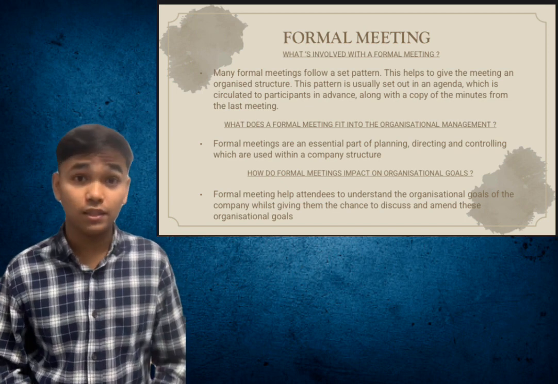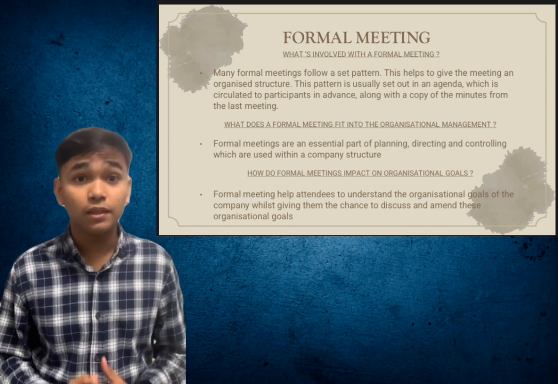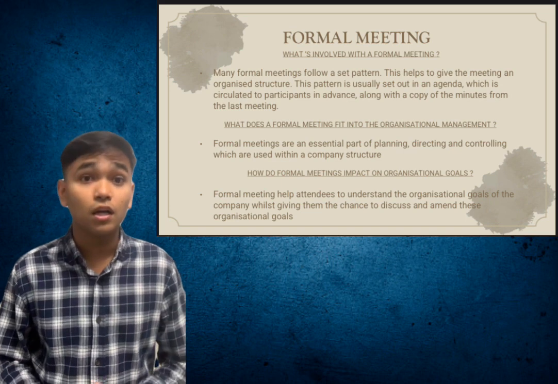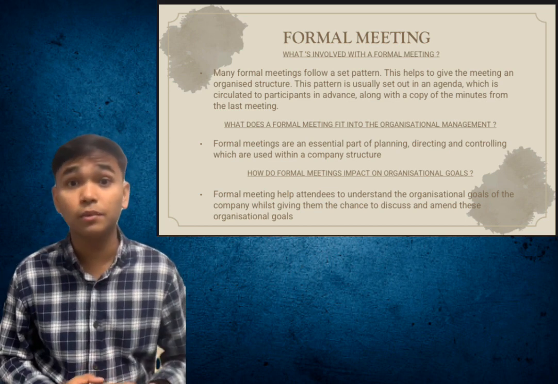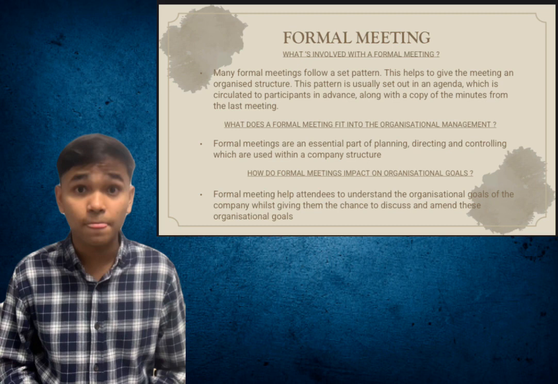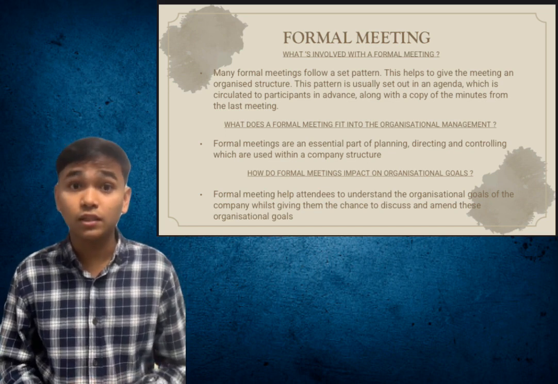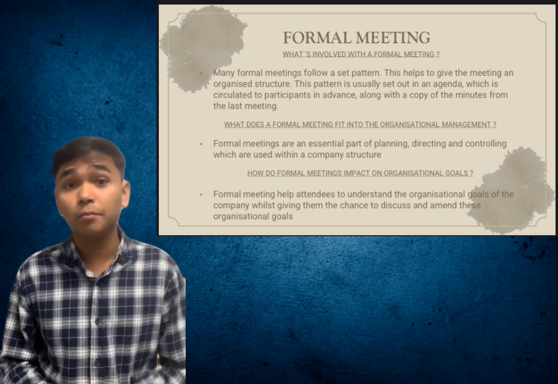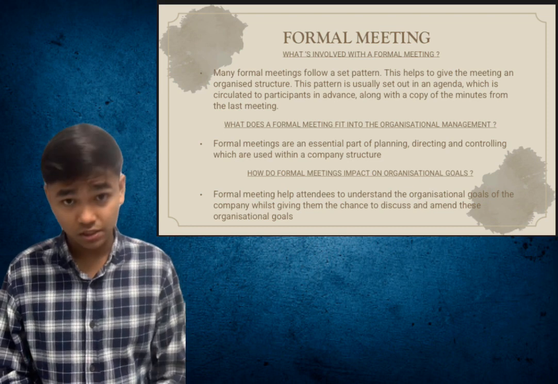What is involved with a formal meeting? Many formal meetings follow a set pattern. This helps to give the meeting an organized structure. This pattern is usually set out in an agenda which is circulated to participants in advance, along with a copy of the minutes from the last meeting. At the beginning of a meeting, participants will agree to the accuracy of the minutes from the last meeting. Attendants will give updates on any action items from the previous meeting. The items on the agenda will then be discussed. Minutes, official notes, will be taken throughout the meeting. There often has to be a certain number of people present for the members to be able to conduct valid business.